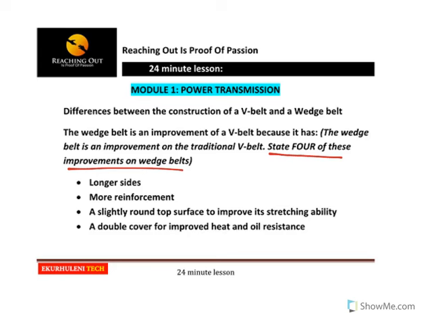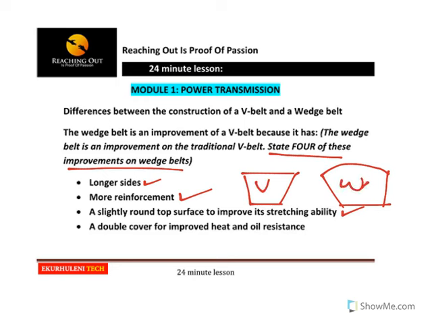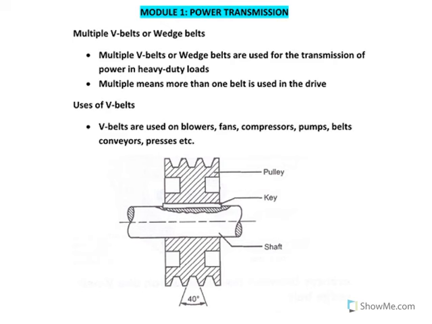The first one is the wedge belt has longer sides. It has got more reinforcement, remember the double layer, a slightly round top surface to improve its stretching ability. Remember, it was kind of curved like this, while the other one was just straight. So this was V, this was wedge. And it says a double cover for improved heat and oil resistance. Remember these differences between the V-belt and the wedge belt.